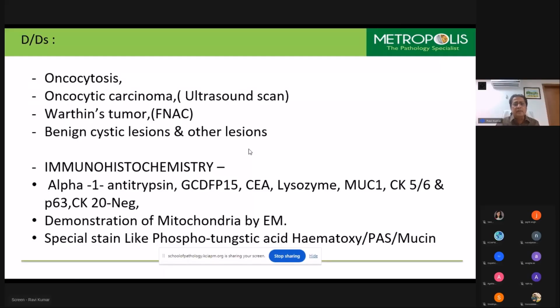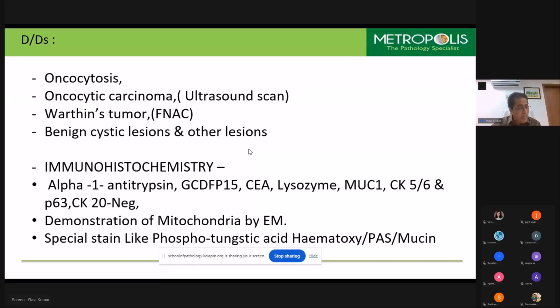Now, coming to immunohistochemistry, I am not much interested, because most of the cytokeratins will be positive. Okay, you can demonstrate mitochondria by using electron microscopy. That's only for academic interest. The most important, I would suggest, is special stains like phosphotungstic acid hematoxylin or even the PAS mucin stain, which can be used to demonstrate those goblet cells. Even some of these oncocytes can show positivity in their granules.